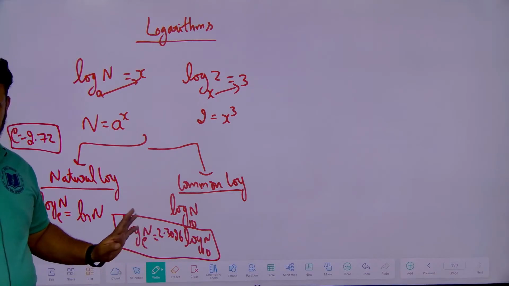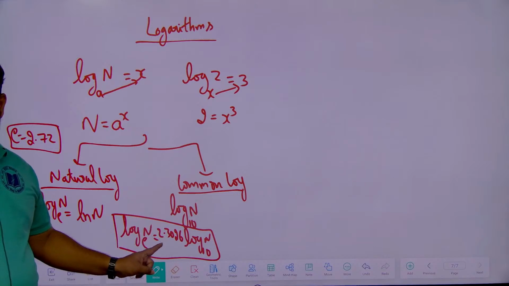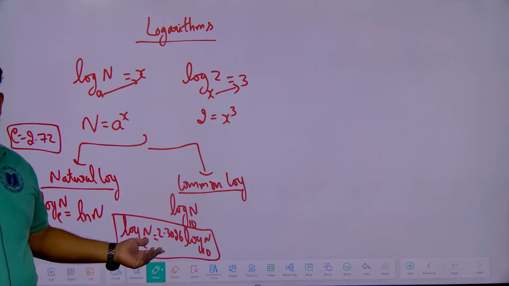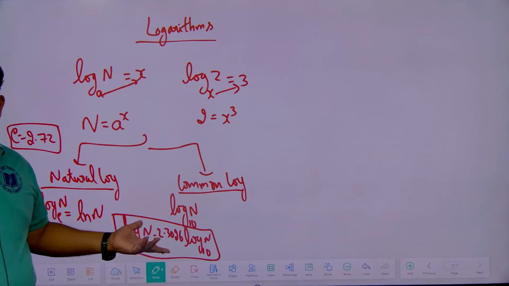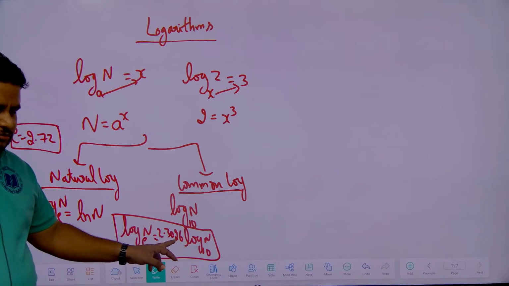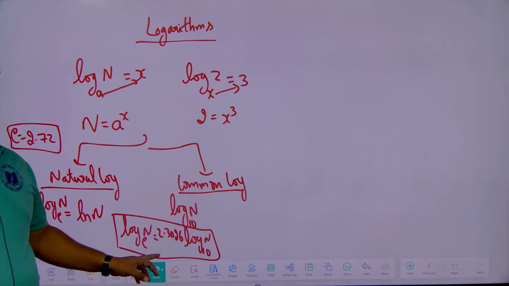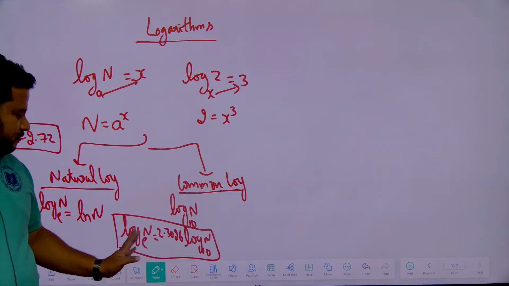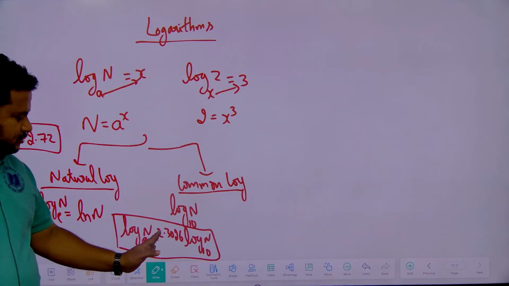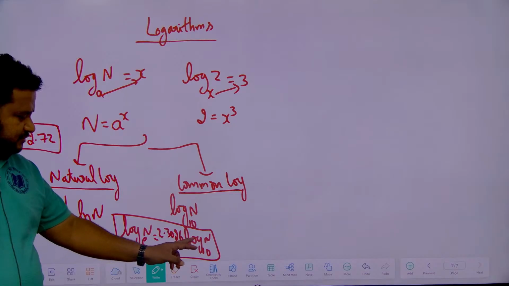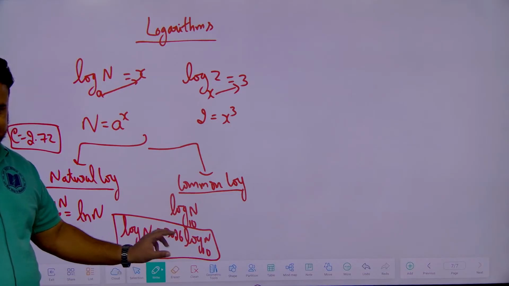Why it comes is not required for you. I can tell how it comes, but it is not required. 2.3026 is the value: log n to the base e is equal to 2.3026 times log n to the base 10. This is how it is related, very important to know.